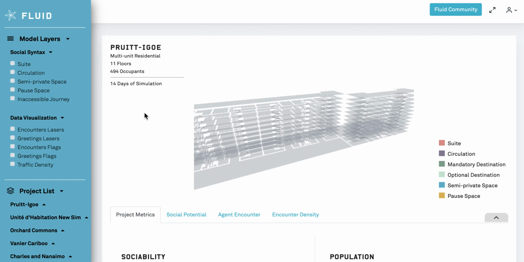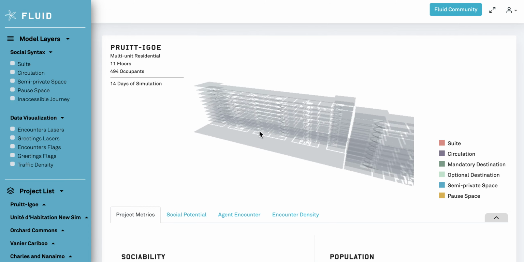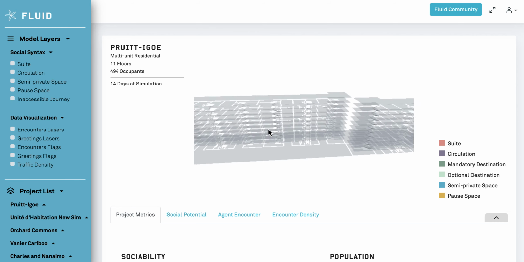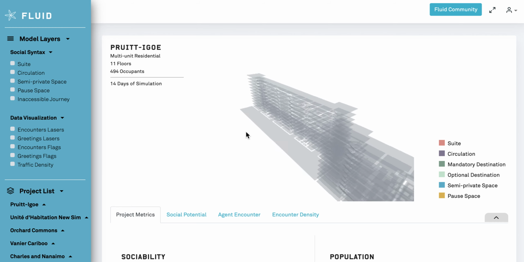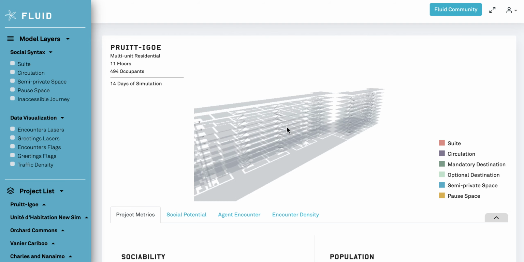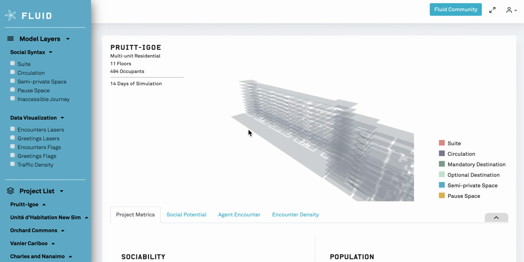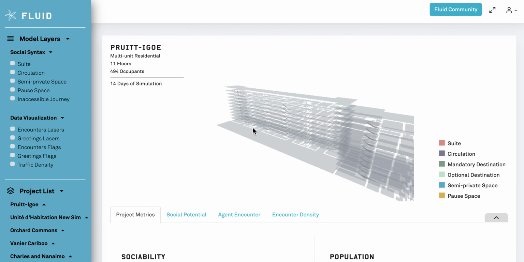environment from scratch. Now, this is Pruitt-Igoe, a famous sociability disaster in St. Louis, and it's interesting to see what this does. We've imported the model, as you can see. This is a GLTF export that runs in a browser, so it's very lightweight, just uses the tools you already have, Revit or SketchUp, as I said, and then we can turn on layers.